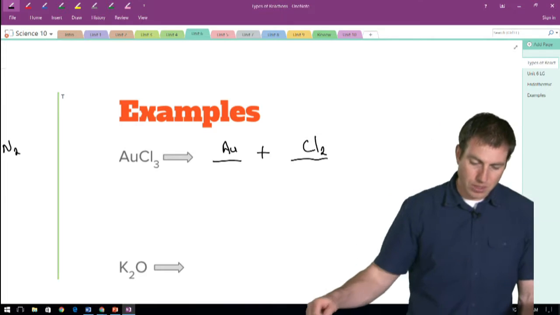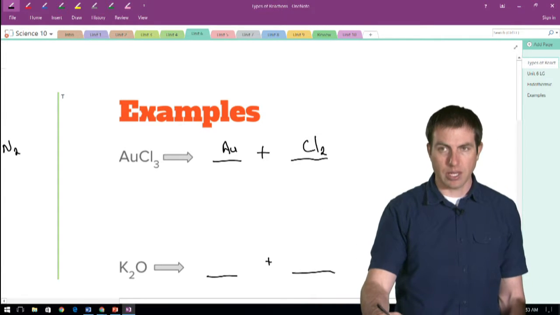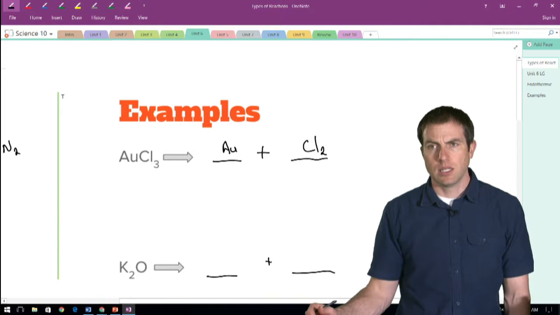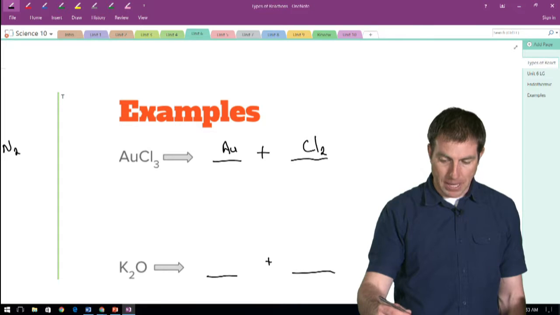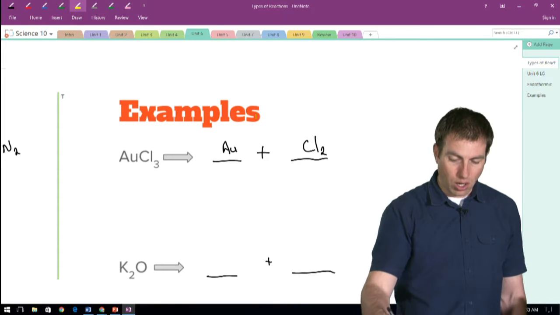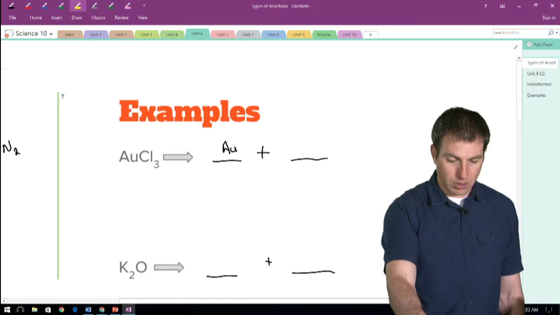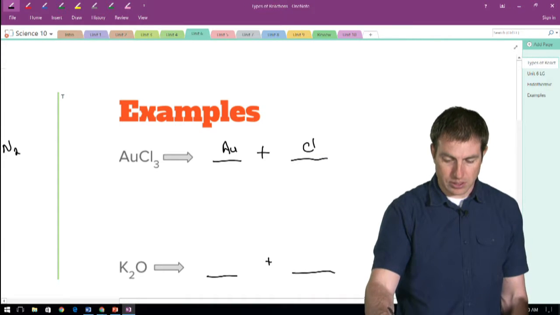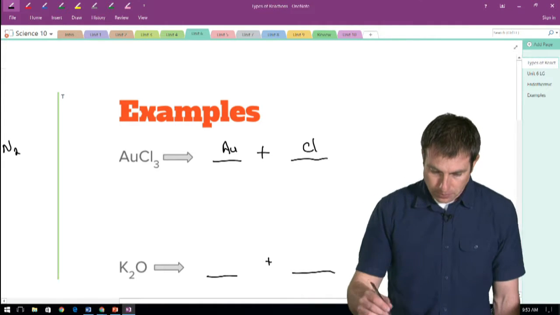We have potassium and we have oxygen. We're going to end up with two separate things. Yeah, Costin, exactly right. Chlorine, when we have it by itself, it'll always be Cl2. Never, ever, ever will it just look like Cl.